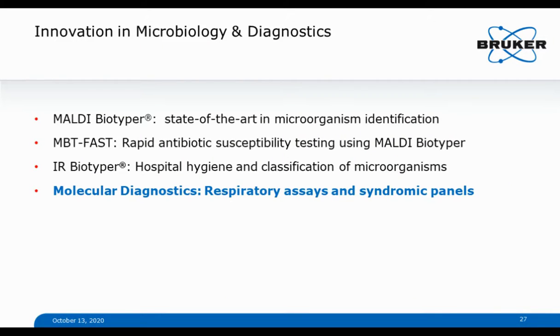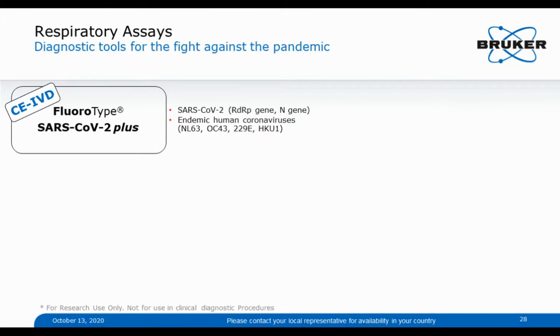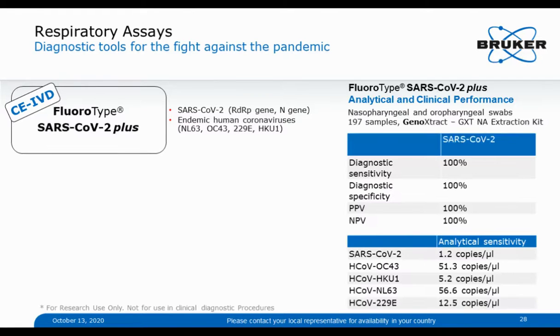So far about hospital hygiene and the IR Biotyper. Last but not least, I would like to give you a quick view into our molecular diagnostic branch. We are also now in the fight against COVID, namely in the diagnostics of SARS-CoV-2. So, as a series of developments for respiratory assays, at first we have developed a real-time PCR assay that can be used to identify the SARS-CoV-2 virus with high sensitivity and high specificity. It's called SARS-CoV-2 Plus because it can also detect the endemic human coronaviruses that are not as highly pathogenic.